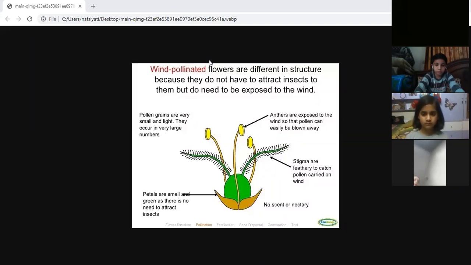Because अगर ये sticky होगा या अगर ये straight होगा, इसके ऊपर कोई फर नहीं होगा, so it would be very difficult to catch pollen from the wind on it. All right, I hope you people have got whatever I have just explained it to you.